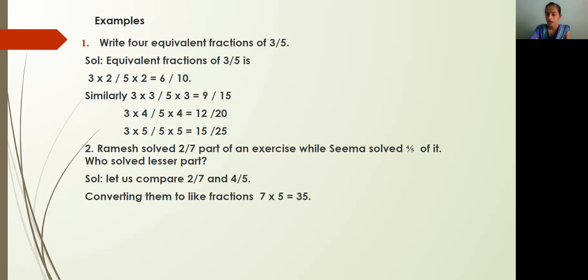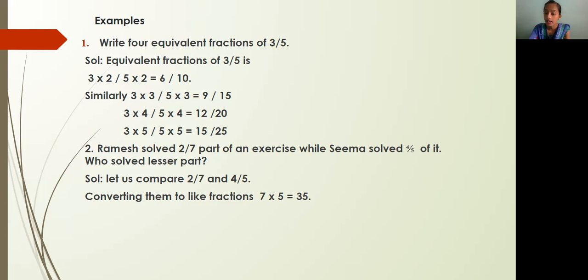Converting them to like fractions. What are like fractions? Like fractions are those fractions that have the same denominator. For example, 2 by 5, 3 by 5, 7 by 5, 8 by 5. These are like fractions. In these fractions, the denominator is the same. Denominators are all the same, 5. This is called like fractions.